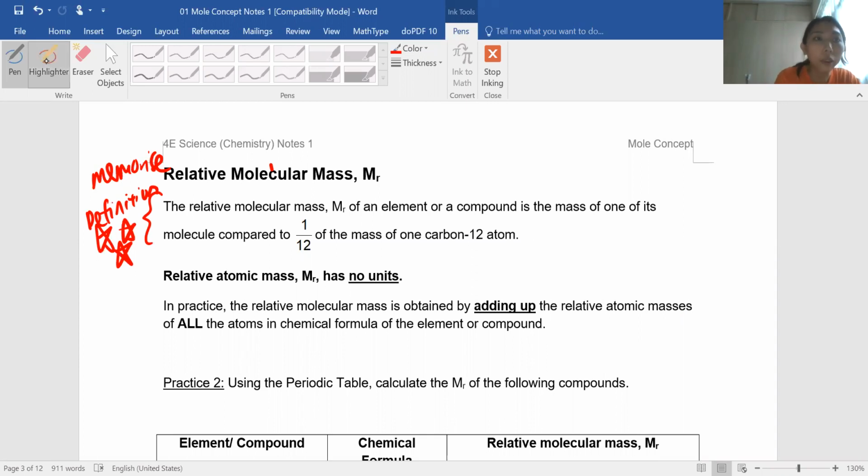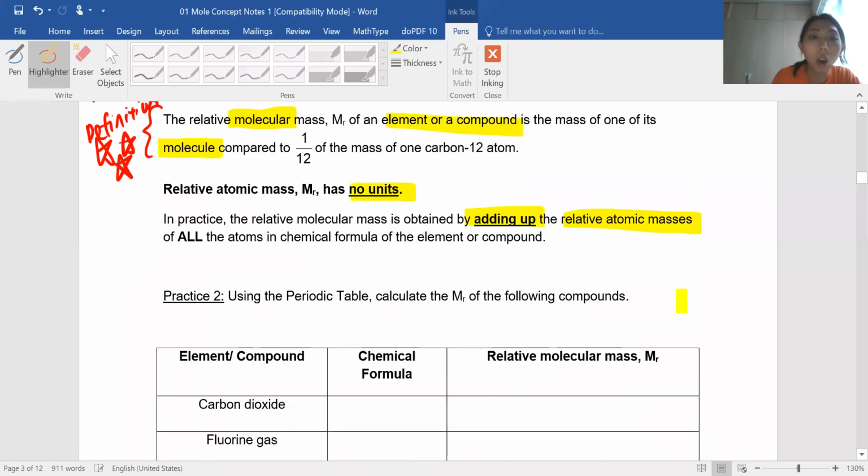Now the definition is very similar. Only a little bit changes: instead of atom, it is now molecule. Instead of just element, it's now element or compound. Instead of just an atom, it's now a molecule. Similarly, it's a comparison. There are no units. Now, how do we find the relative molecular mass? Simply we add up all the relative atomic masses of all the atoms in the formula.